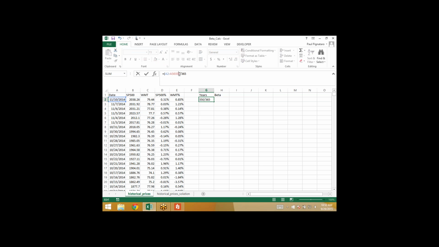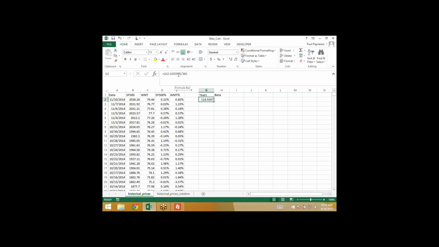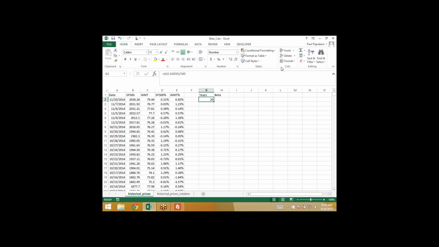I think I made it 5035. 20 years. And I'm going to round this to the actual number, so that's close enough, 20 years, right? I just did start date minus end date divided by 365, number of years.